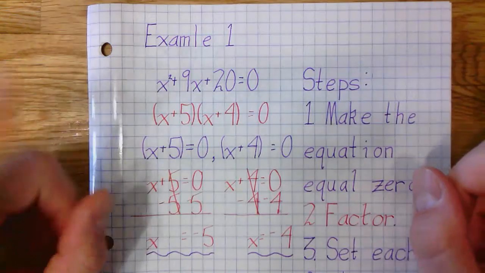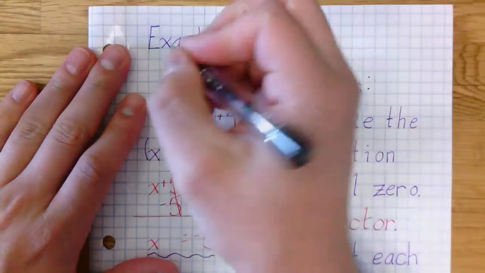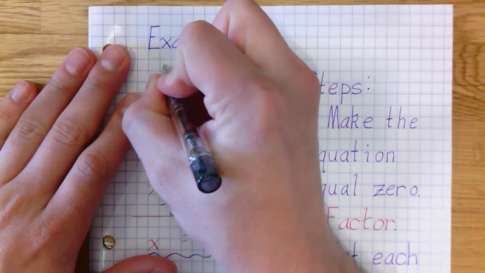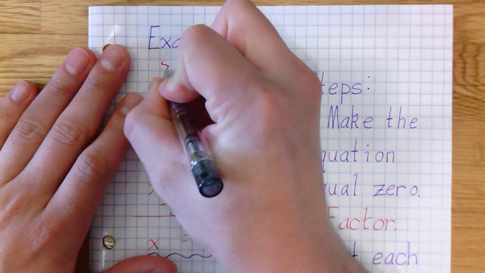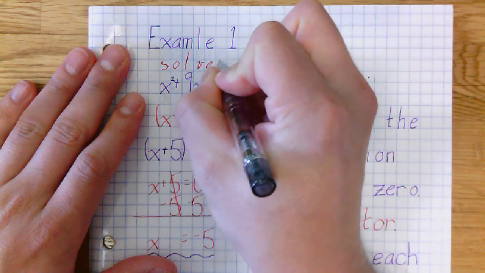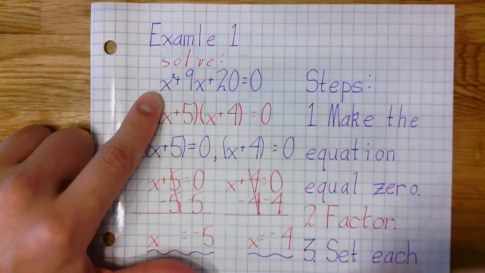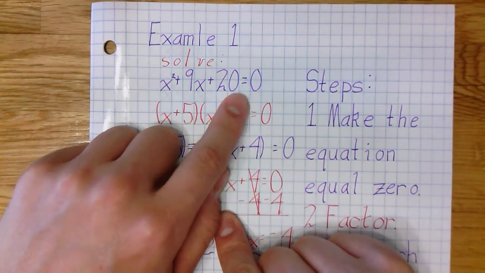So, example number 1, we're going to solve. Sorry, I didn't write solve. Let me put solve up here. Whoops, my pen's dry. Solve. Okay, we're going to solve x squared plus 9x plus 20 equals 0.